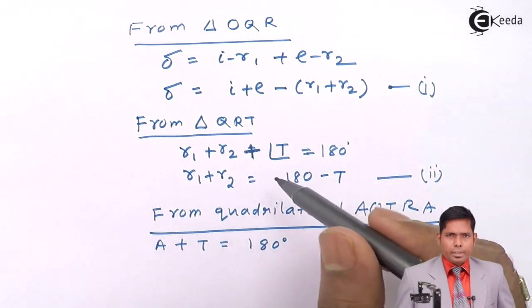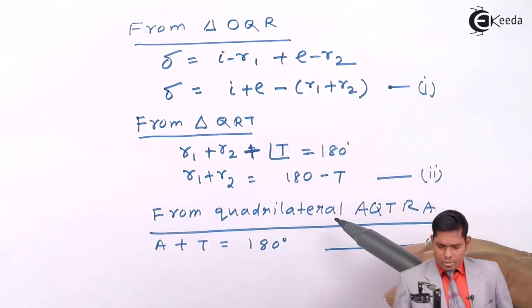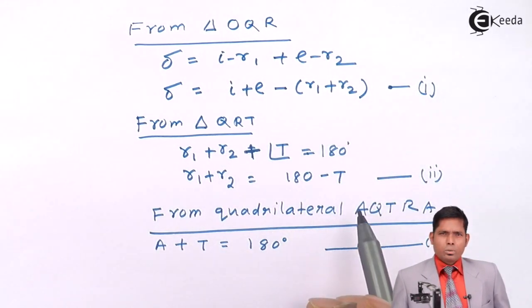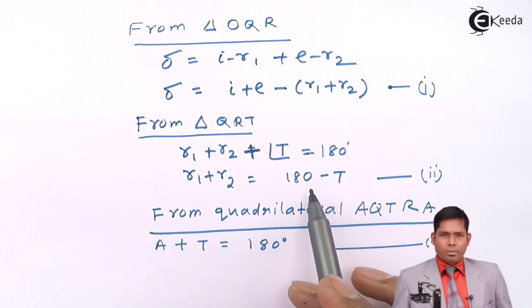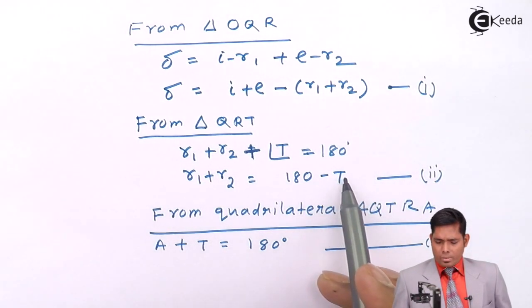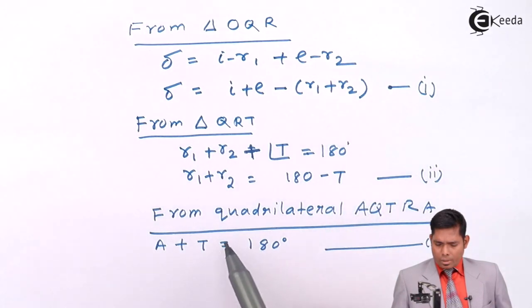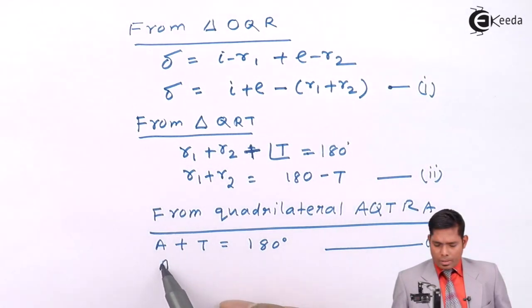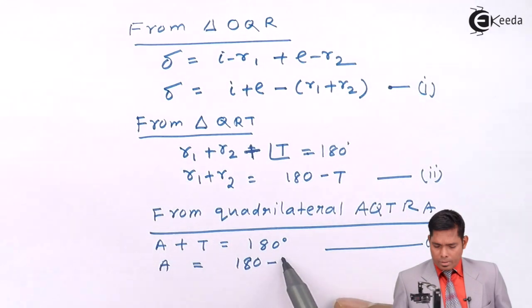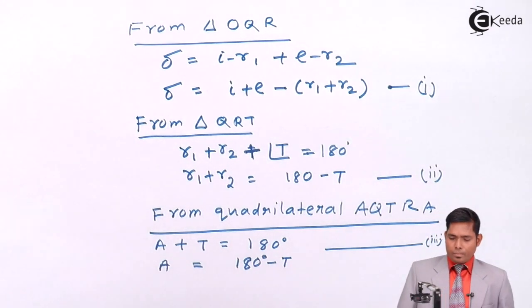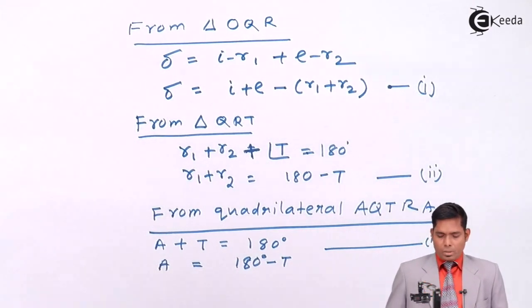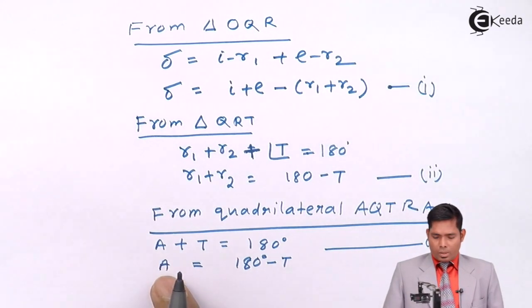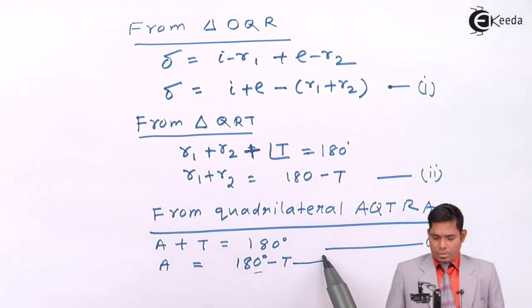Now we'll relate these three equations and eliminate those unnecessary variables, like here T is not required, so I will replace T. Now you can see here in this equation, this T can be brought to the right side of the equation, so this will be written as A equals 180 minus T. This I get right. Okay, so A is 180 minus T. This is equation number 3.